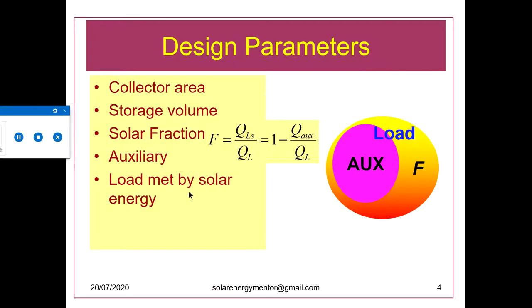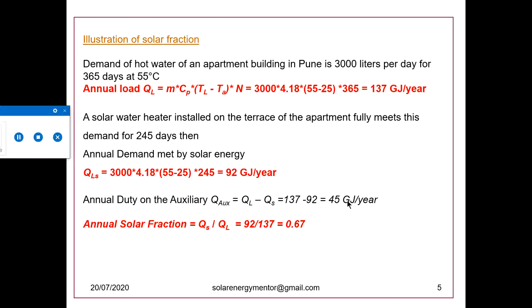Which are the design parameters? Collector area is a design parameter. Storage volume is a design parameter. Solar fraction is the ratio of the load, the quantum of demand met by solar energy, to the total demand. Suppose this is the total demand and this is the auxiliary required, then this is the solar fraction. It can also be expressed as 1 minus Q auxiliary by Q load. Another design parameter is the quantum or rating of auxiliary required, and then the load met by solar energy.